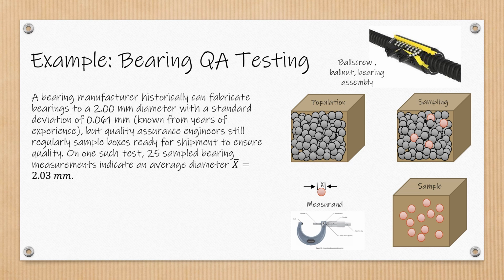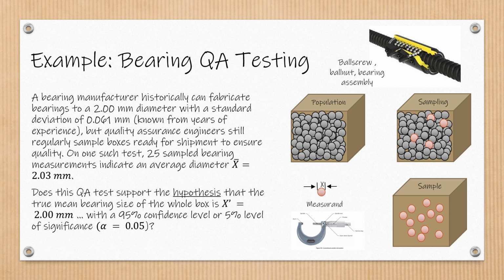A bearing manufacturer historically can fabricate bearings to a 2.00 millimeter diameter with a standard deviation of 0.061 millimeters. They know this from years of experience. But still, quality assurance engineers regularly sample boxes ready for shipment to ensure quality. On one such test, 25 sampled bearing measurements indicate an average diameter of 2.03 millimeters.